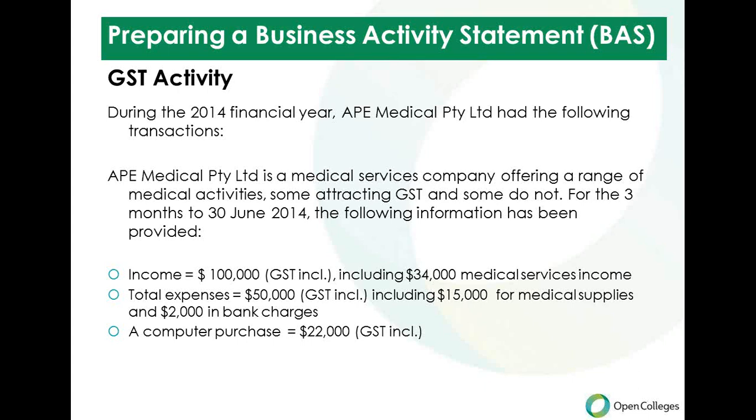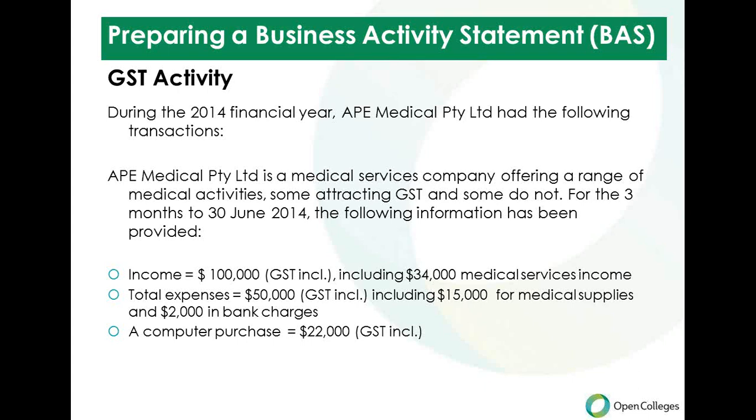The total expenses incurred were $50,000 GST inclusive, which included $15,000 for medical supplies and $2,000 in bank charges. The $15,000 of medical supplies are GST free, and the $2,000 in bank charges is an input taxed supply, so once again there is no GST. There was also a computer purchased for $22,000 including GST. So in the 2014 financial year, looking at the particular transactions, at G1 we put $100,000. That's the total sales in the quarter. At G3 we put $34,000, which are the GST-free sales. At G10 we include the computer purchase, so capital purchases go at G10, that's $22,000, and non-capital purchases are $48,000.